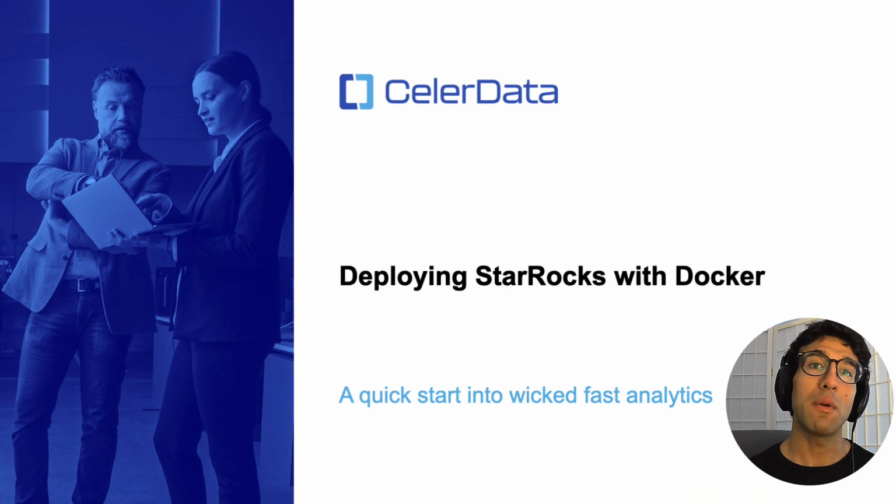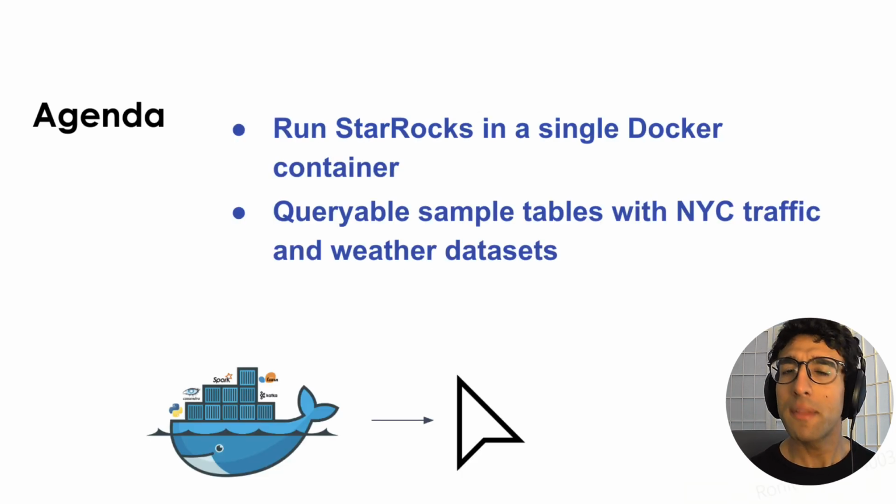Today I'll be showing you how to quickly deploy StarRocks locally on your computer with Docker and run your first StarRocks query. By the end of this video, you'll have StarRocks running on a single Docker container with queryable sample tables that have loaded real-world data from New York City traffic and weather datasets. The goal of this video is to get you up and running as quickly as possible.